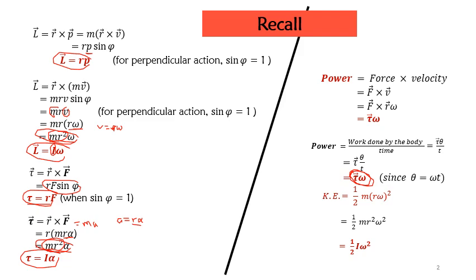Also, the kinetic energy of the rotating body can be obtained as half I omega squared, the moment of inertia times the angular velocity squared, divided by 2. Those are the expressions we'll be needing in solving further questions.